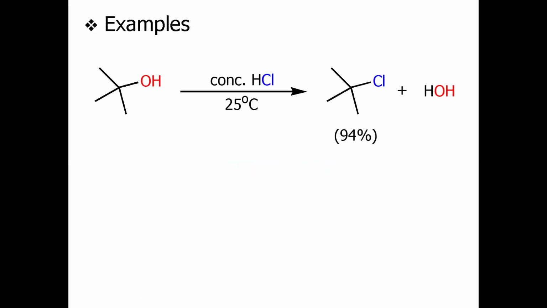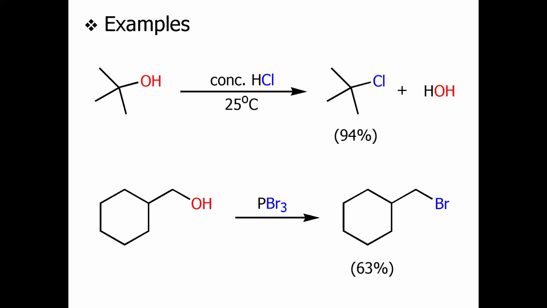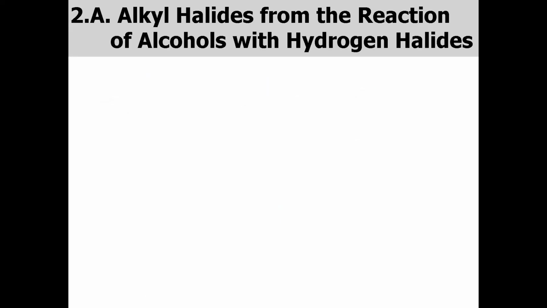Let's see. When alcohol is treated with concentrated acid at room temperature, we have the major product, which is the substituted product. And when we increase the temperature, like more than 100 or 90, this substitution is converted into elimination. We do not have the substituted product at high temperature. Another example, when alcohol is treated with PBr3, bromine substitutes the alcohol to give this alkyl bromide in 63%.